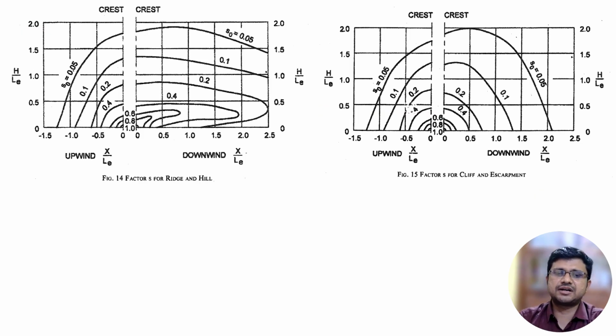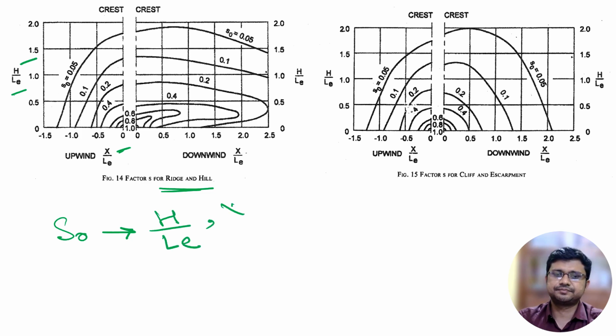Now for two different cases, like for ridge and hill, we will use this particular chart for calculating the value of S0. Now I already mentioned that S0 depends on three factors: H, LE and X. And here the factors required are actually H by LE and X by LE.